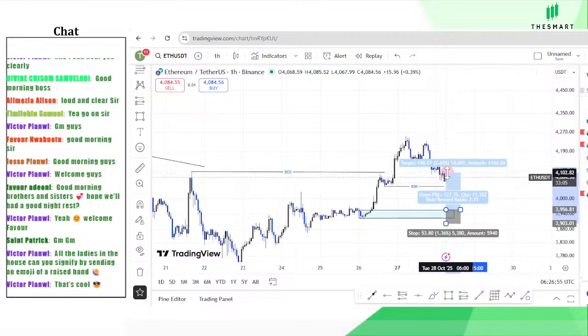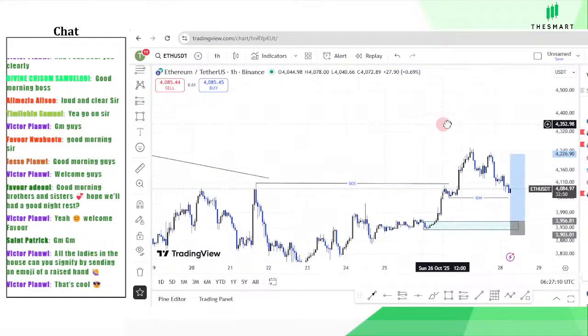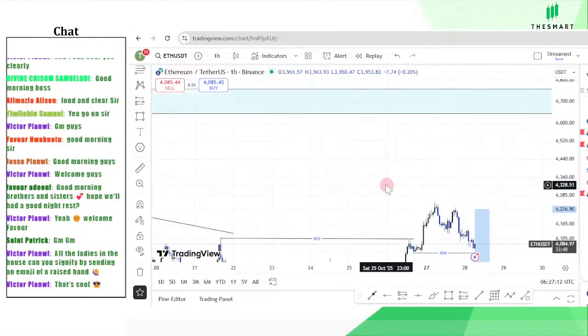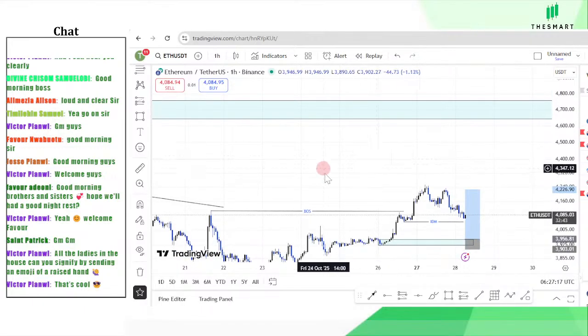Target 1:3, easy. If you want to go for extreme, just like what we have on Bitcoin, I'll prefer going for 1:5. So this is a 1:5. Don't forget, this is where we are targeting. We want to see price trade all the way into this zone.